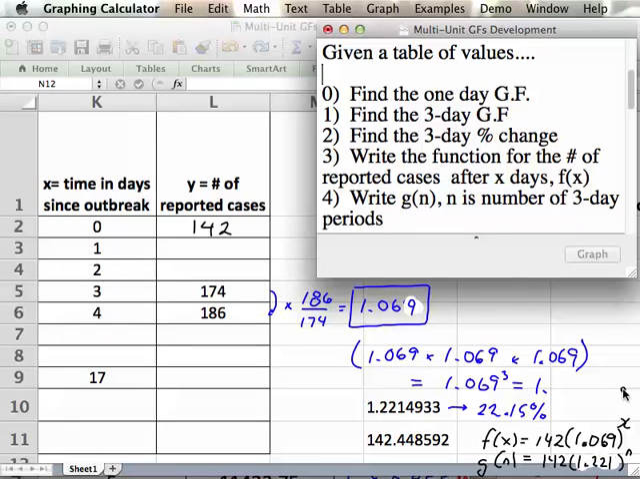Okay. So now that we have multi-unit growth factors, we can write functions based on those multi-unit factors as long as the input is the number of, in this case, 3-day periods. So if n is the number of 3-day periods, then the growth factor is going to be the 3-day growth factor. Okay, questions on this example? All right, let's try another one.